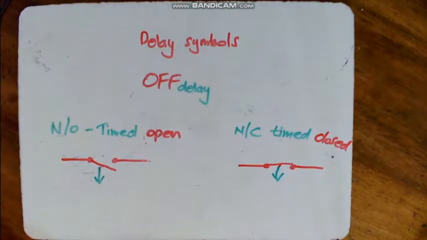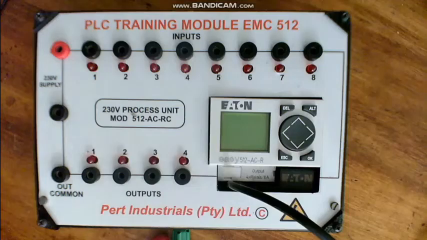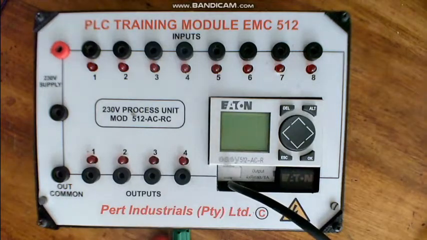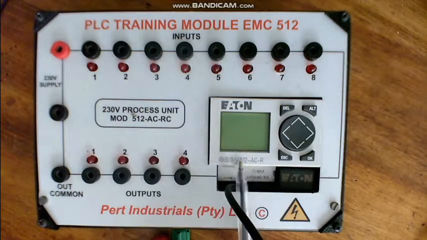Okay, do some more reading up on time circuits just to get an idea. And let's look at how to hardwire the PLC. This is the PLC training module. It's called an EMC 512, but this model is 512 ACR, which is written here. So this actual thing is the PLC, this little box.